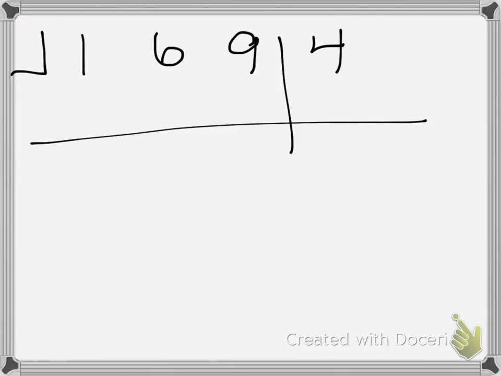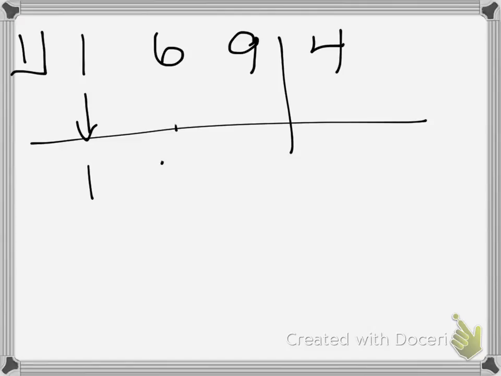How about we try 1? I'll bring down the 1. 1 times 1 is 1. 6 plus 1 is 7. 7 times 1 is 7. 16, I don't think that's going to work. I think that's going to get me too big. I'm not going to get a remainder of 0. All right, we'll try all over again.